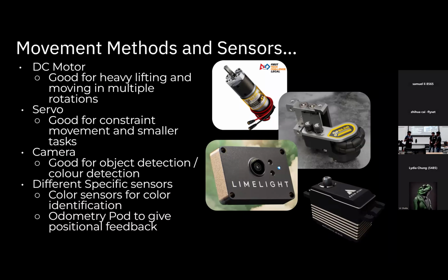Now there are sensors, and these help with spatial awareness and object detection. We can use cameras, distance sensors, color sensors, and odometry pods, which help the robot do this.